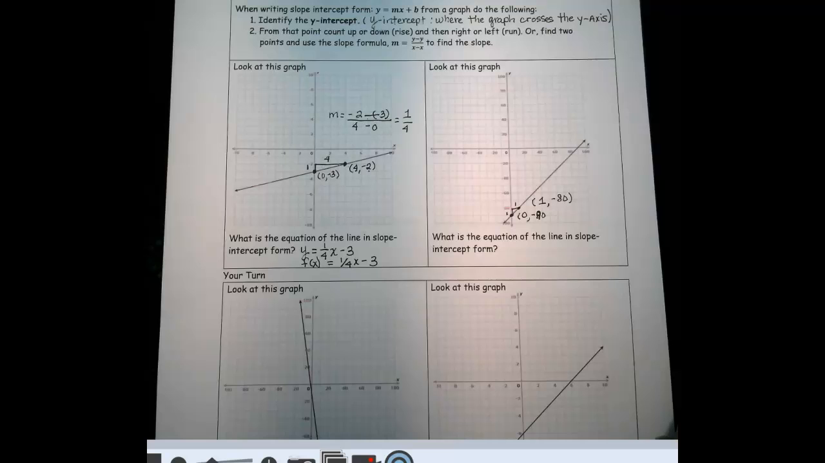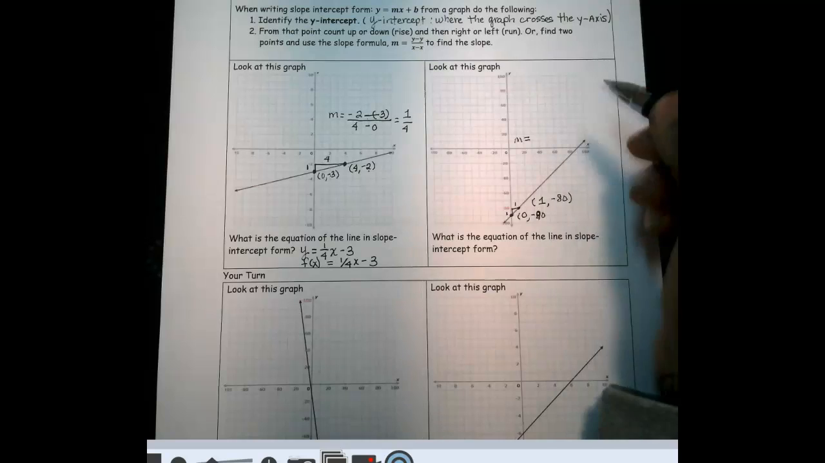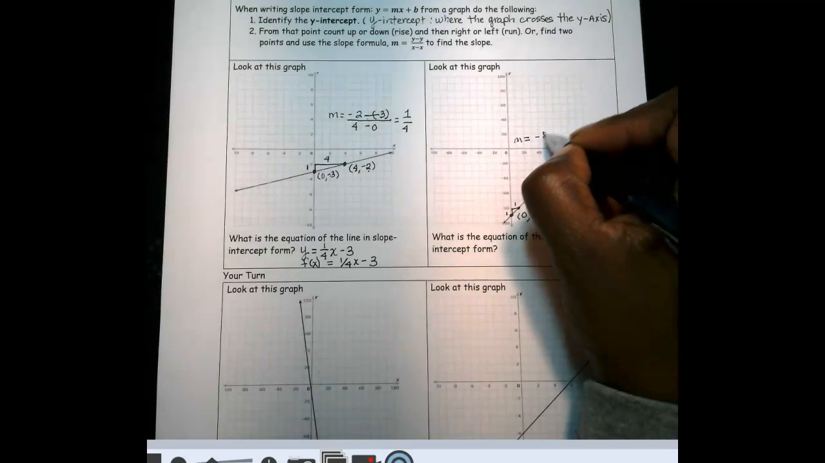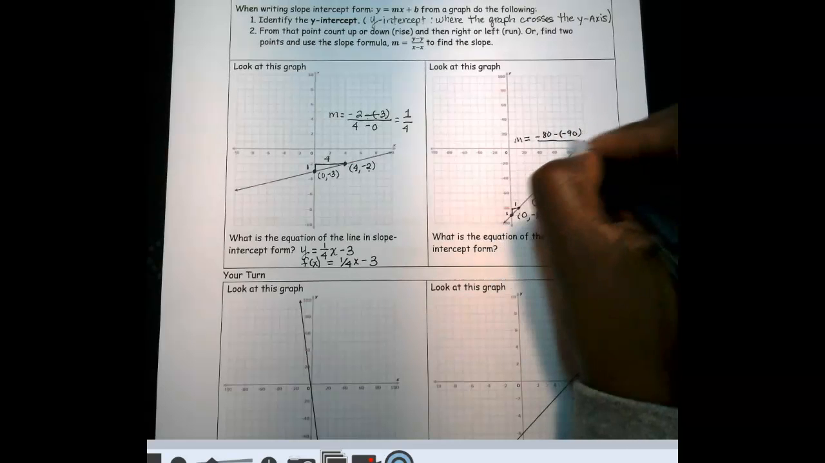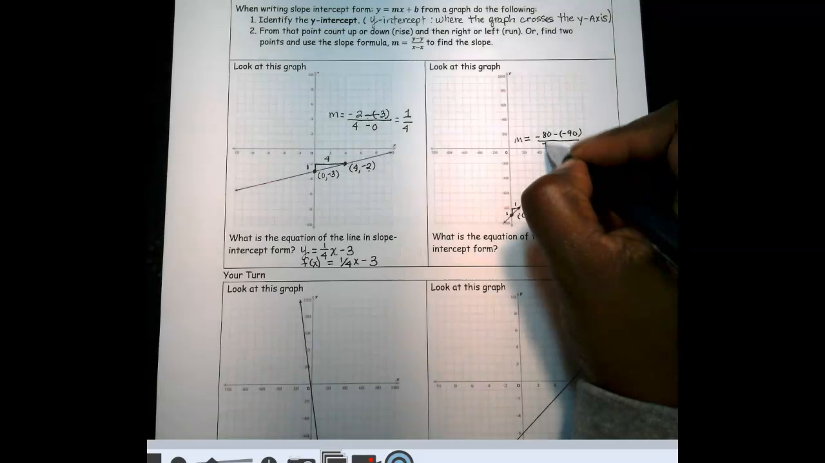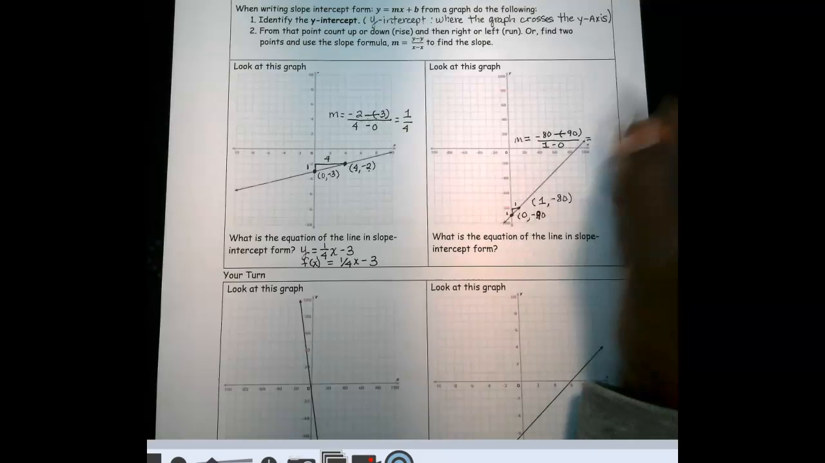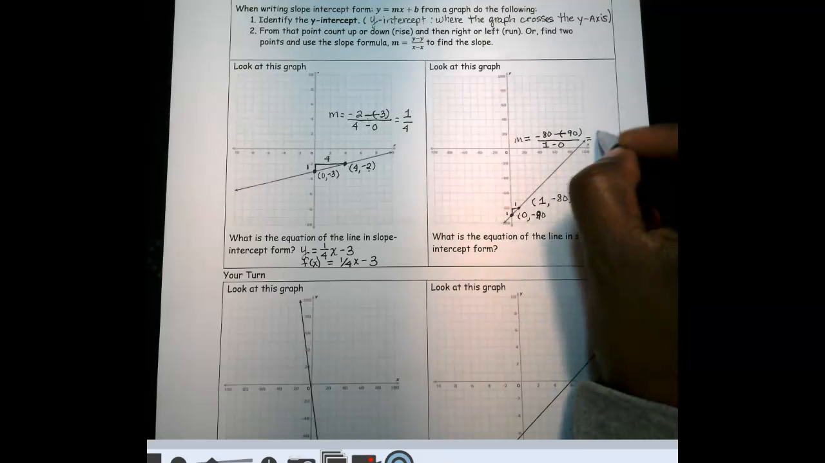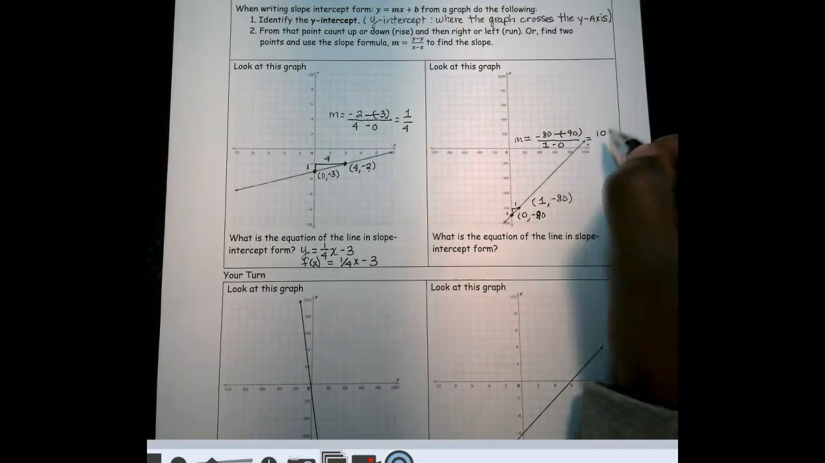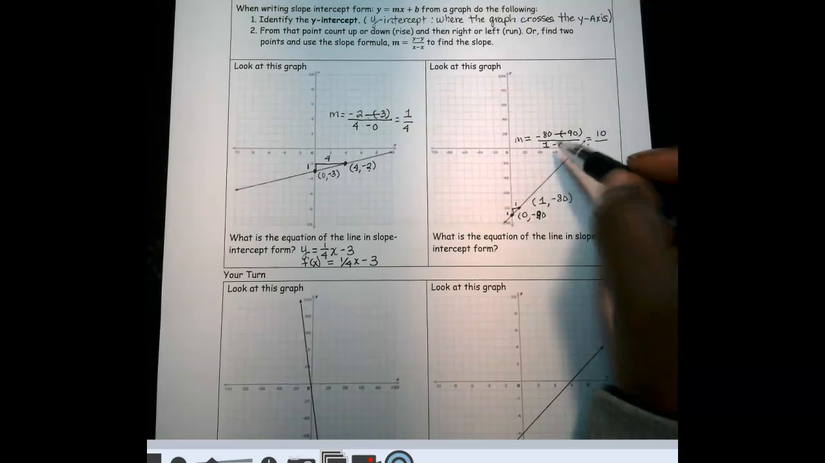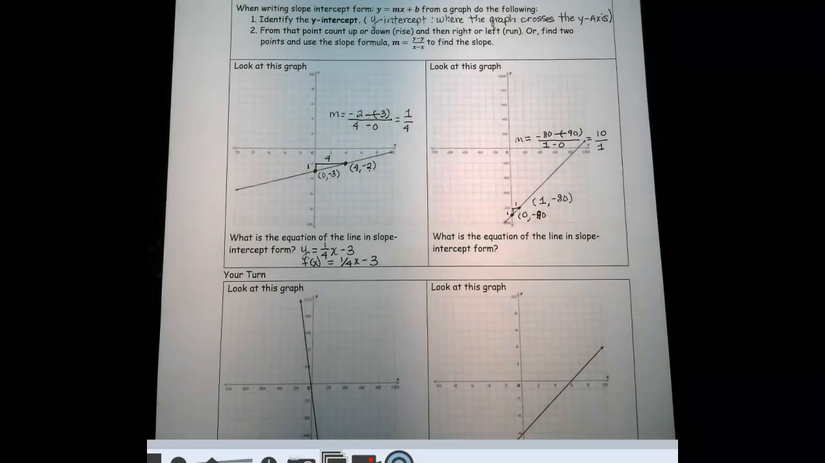Let's verify it though. So we're going to do the slope is equal to -80 minus -90 divided by 1 minus 0. So again, minus and negative turns into a plus. Negative 80 plus 90 is positive 10. And then 1 minus 0 is 1. So our slope would be 10.